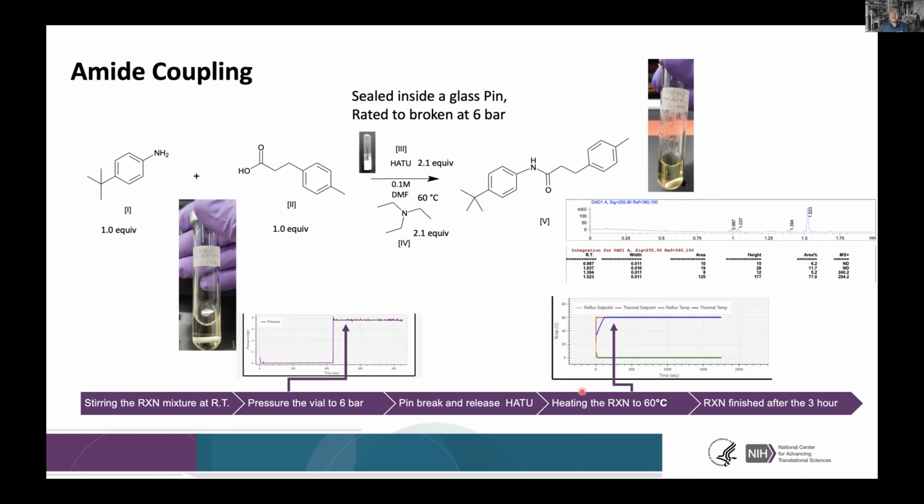And here you can see after the pin breaks, we send the recipe command and the reactor heats up to 60 degrees. And this is the time we're setting, 3 hours. And after that, we got our result from the LCMS. It's a successful run. So by setting up these recipes, we can repeat this reaction again and again, and we can get the same result every time.